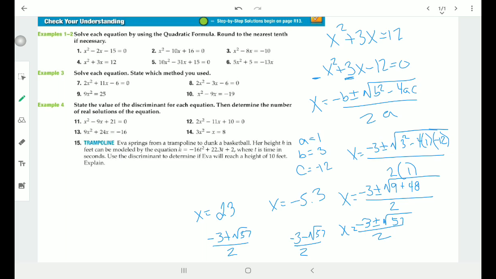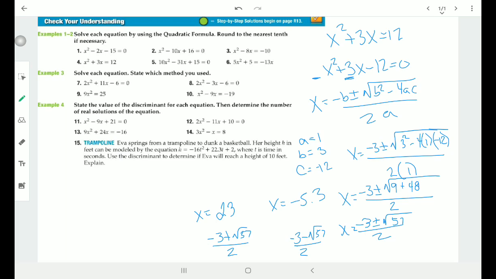With questions 7 and 9, you can choose whatever method you want. If you want to just continue using the quadratic formula, you can. If you want to use a Desmos graphing calculator, you can. You just need to state what method you're using. If you want to use factoring, go for it. Okay, any of those methods that we have learned so far that you want to apply, go for it.